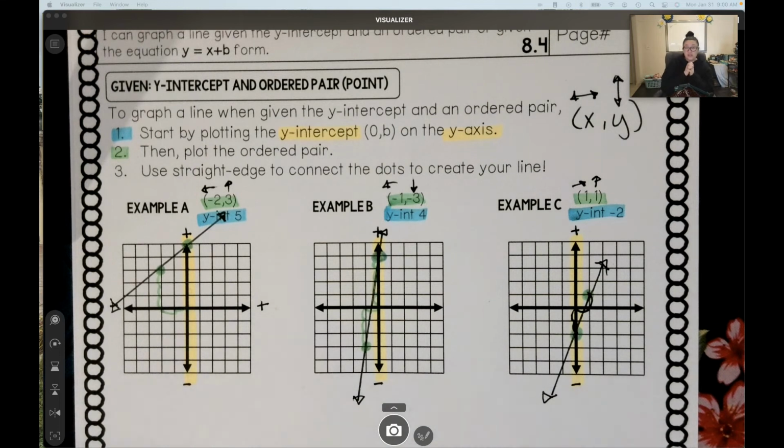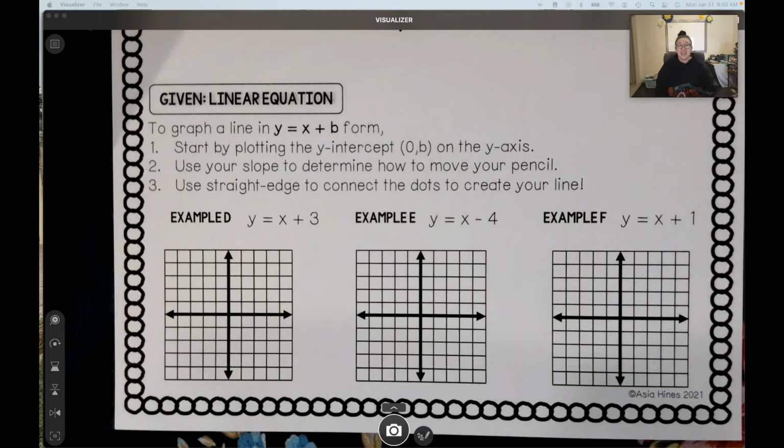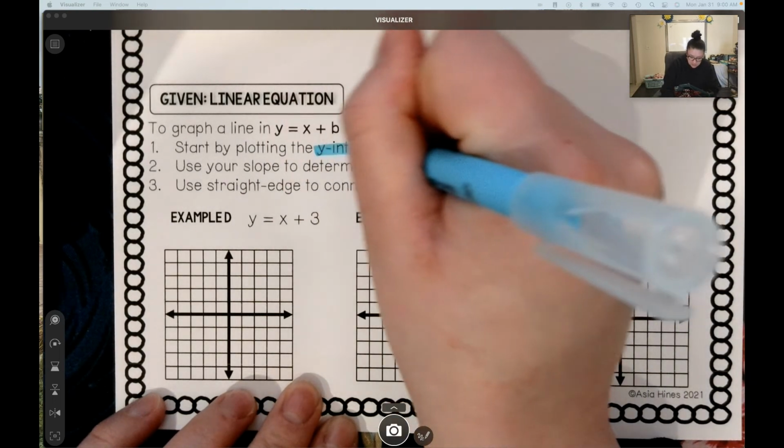So that was graphing given the y-intercept and an ordered pair. They might also have you graph if they just give you the equation. They might just give you the equation, and we want to do something very similar. We're going to start off by plotting our y-intercept.